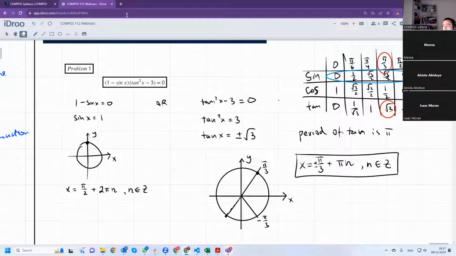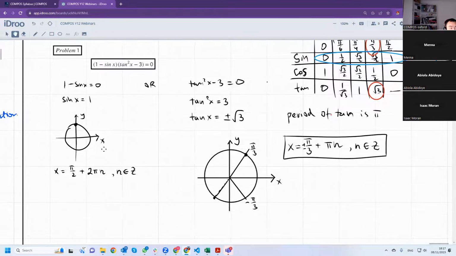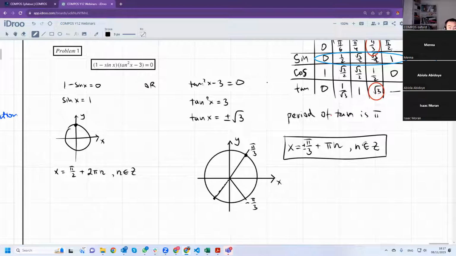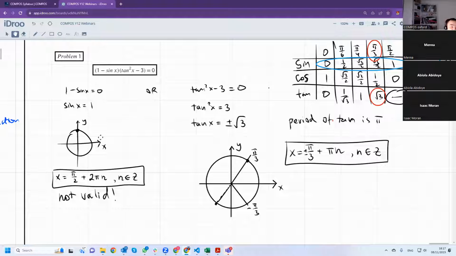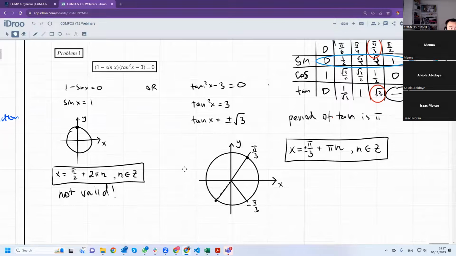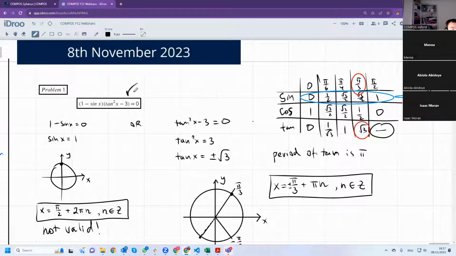Okay, so pi over 2. Archie, very good. The value x equals pi over 2 is not valid because tan pi over 2 does not exist, remember? Not valid. Because if you plug in pi over 2 here, this expression will be undefined when x is pi over 2.